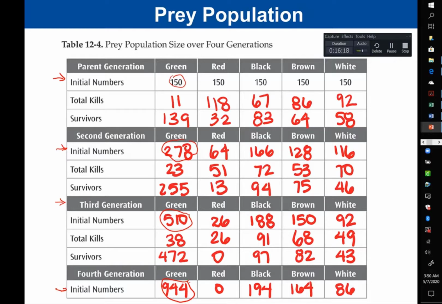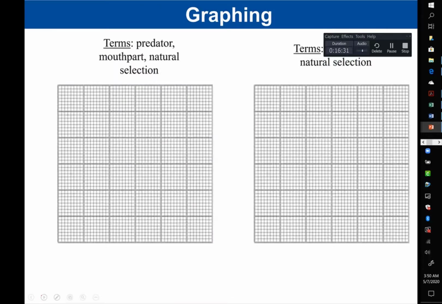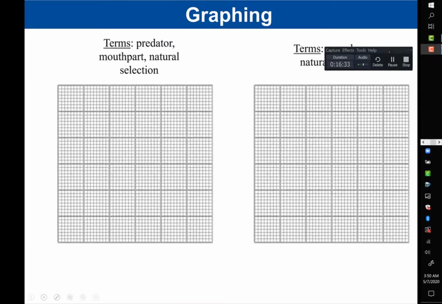You want to graph in this table the initial numbers every time. You don't want to graph all the rest of it. So it's just the initial numbers that are going to be graphed. So here are our graphs that we're going to look at.